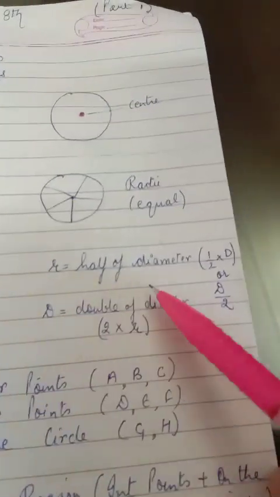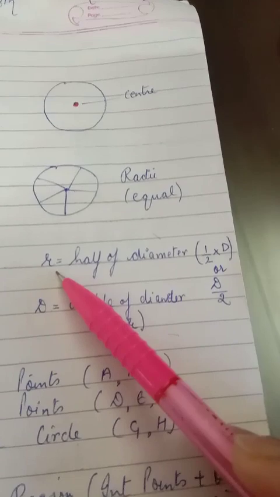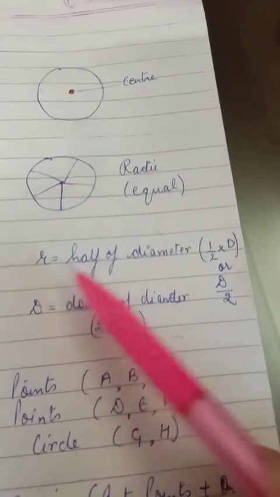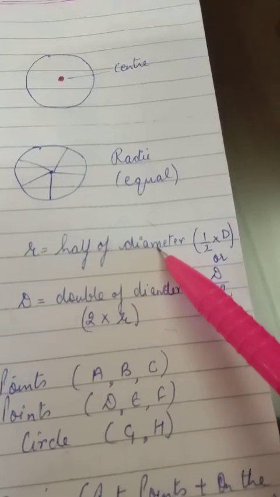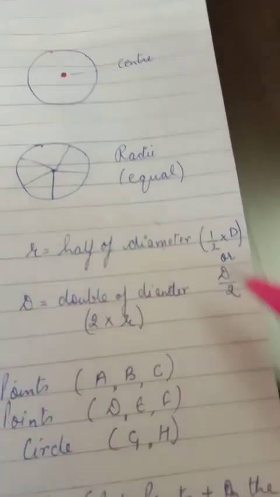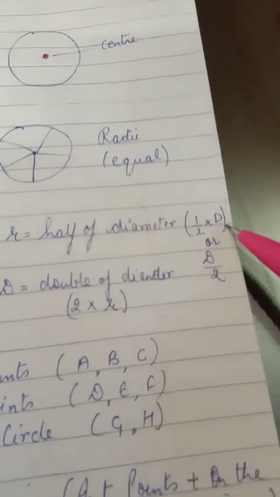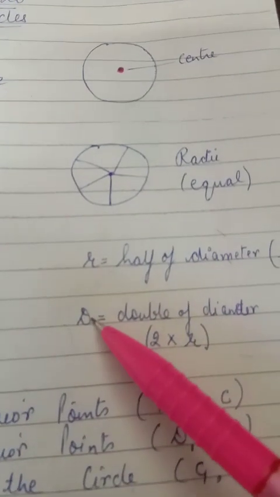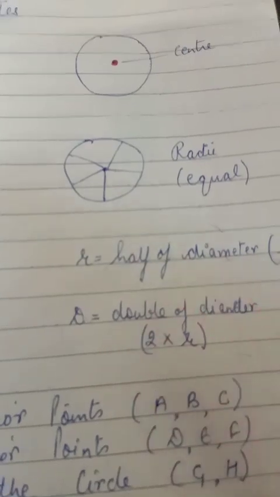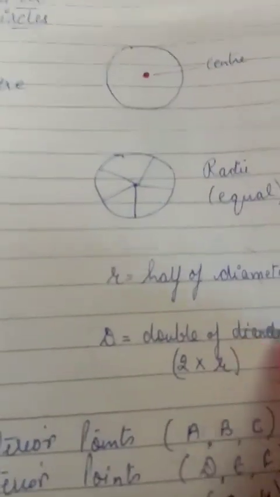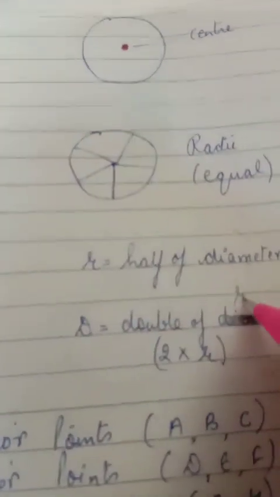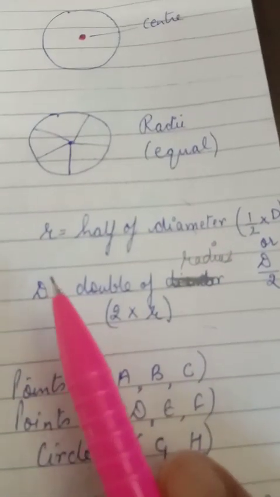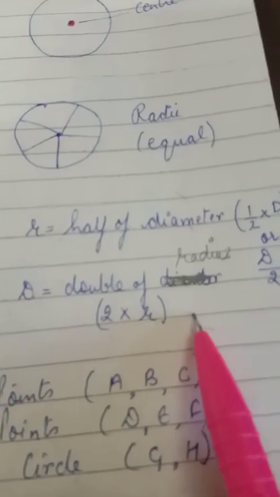Now let's find out the relationship between R, which stands for radius, and D, that stands for diameter. Radius is actually half of diameter. So in order to find out radius, we apply the formula 1 by 2 multiplied by D, or D divided by 2. And D, that's diameter, is double of radius. So in order to find out diameter, it's 2 multiplied by R.